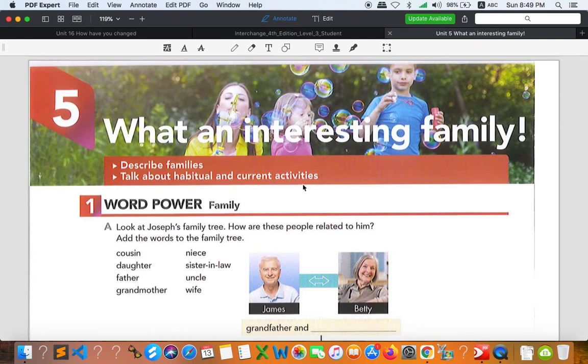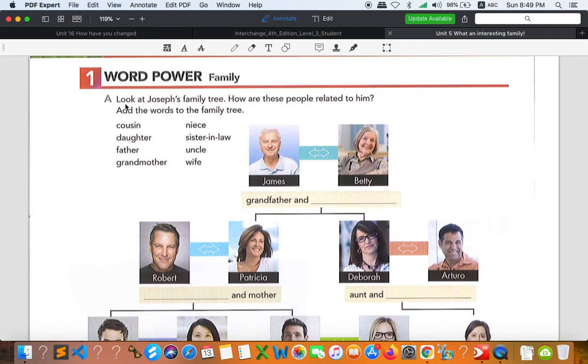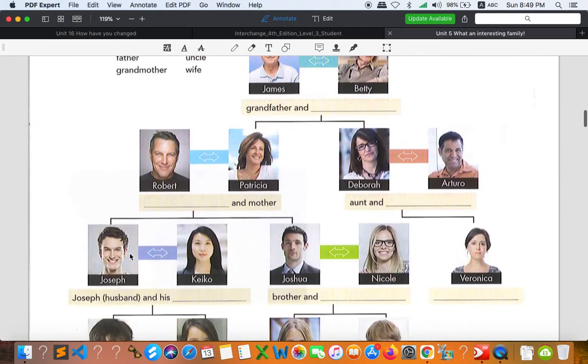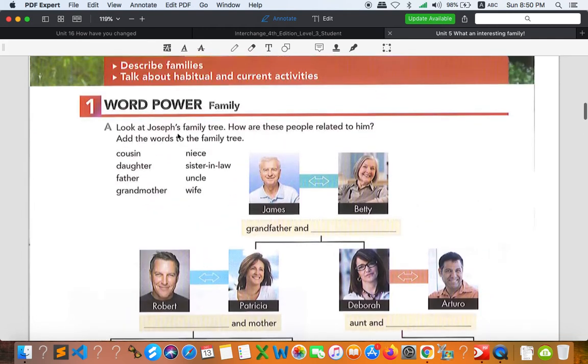Okay, so let's take a look at the first activity altogether, Word Power, which is about family. What you are going to do with this activity is look at Joseph's family tree. How are these people related to him? Who is Joseph? Joseph is right here. Okay, husband. And what is it? Let's find out. Look at Joseph's family tree. How are these people related to him? Add the words to the family tree.